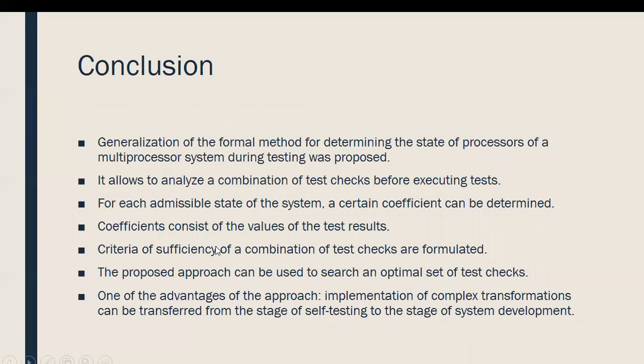So the following conclusions may be formulated. A generalization of the formal method for determining the state of processors of a multiprocessor system during testing was proposed. It allows us to analyze a combination of test checks before executing tests. It's important. For each admissible test state of the system, a certain coefficient can be determined. Coefficients consist of the values of the test results. And criteria of sufficiency of a combination of test checks are formulated.